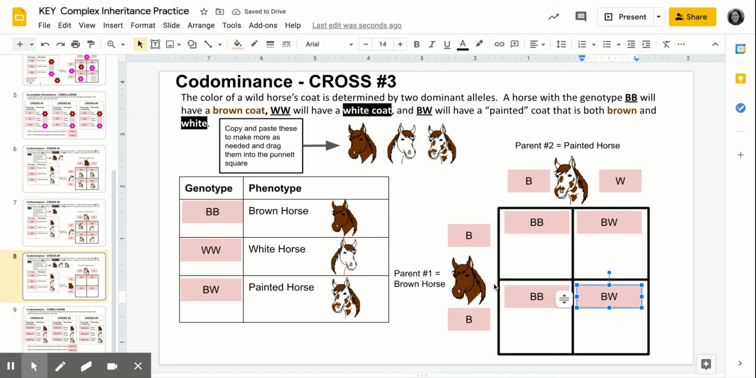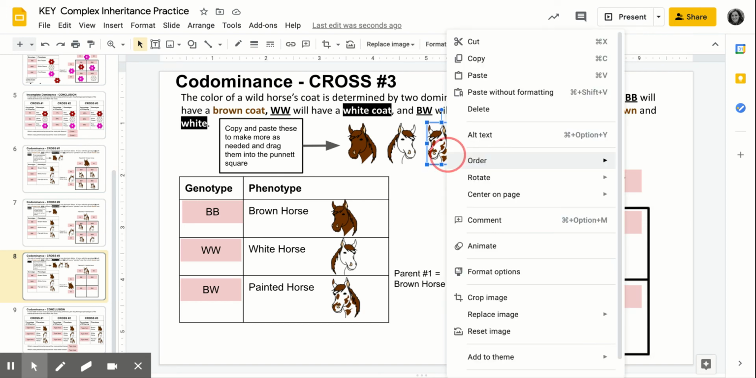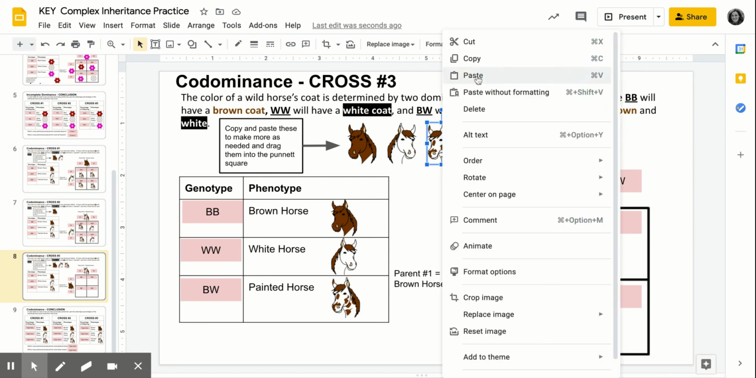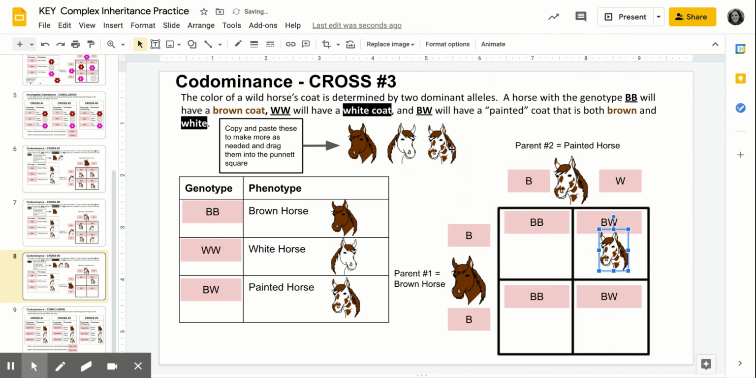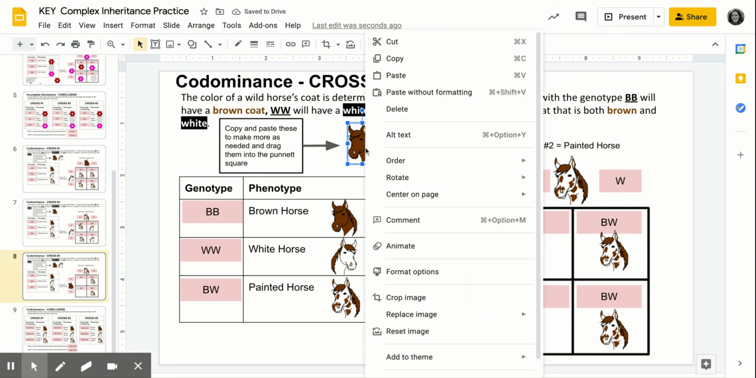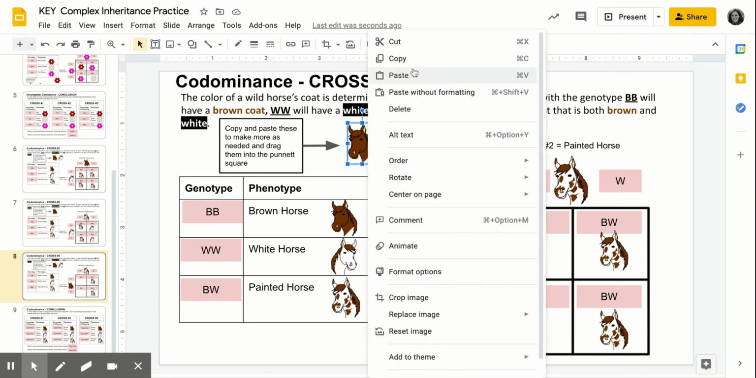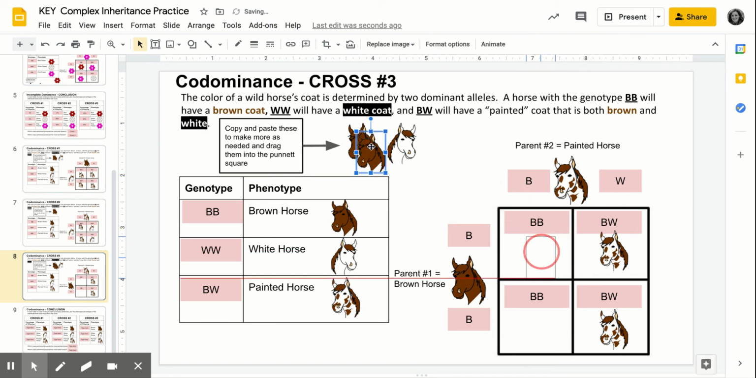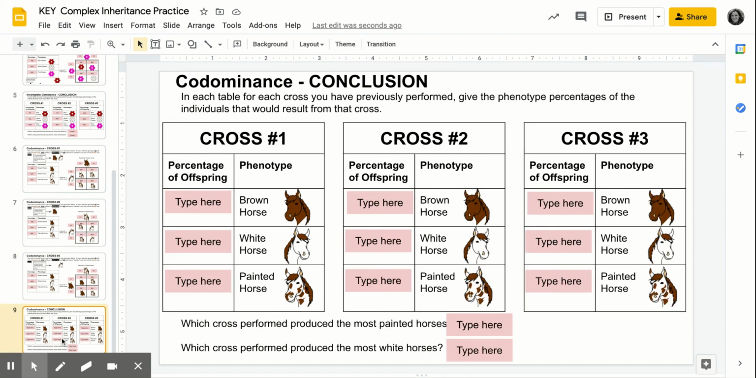All right, so big B, big Bs are going to be a brown horse. Big B, big Ws are going to be a painted horse. So let's go ahead and copy and paste these. All right, so this is a painted horse, and this is a painted horse, and then we've got two brown horses. All righty. Okay, so there's a 50% chance of having a brown horse offspring and a 50% chance of having a painted horse offspring. So we're going to do exactly what we did with incomplete dominance.